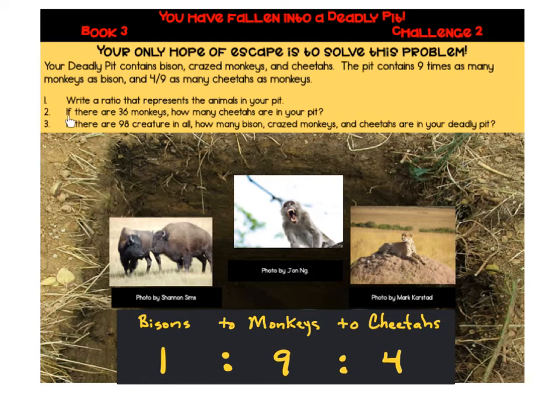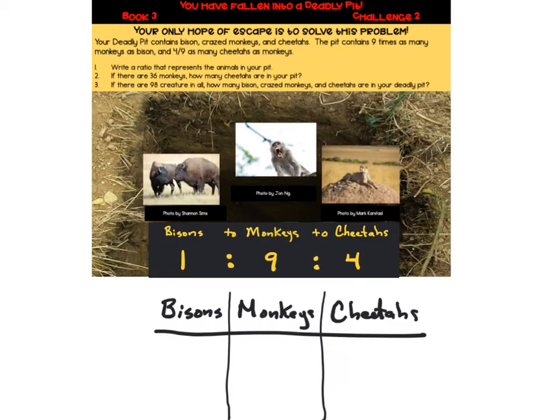Alrighty, and number 2 says, if there are 36 monkeys, how many cheetahs are in your pit? The first thing I like to do is set up a triple-decker T-chart, with 3 columns here, and I'm going to copy it exactly as I have here. The bison go in the first column, the monkeys in the second column, and the cheetahs in the third column. Then I will set my ratios up exactly how I have them here. There will be 1 bison, 9 monkeys, and 4 cheetahs.